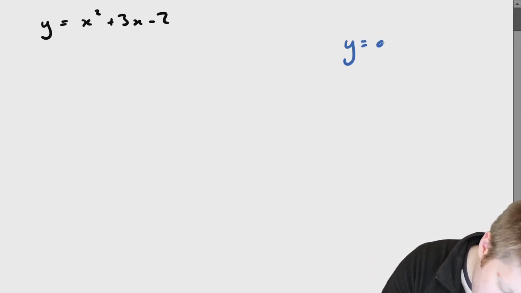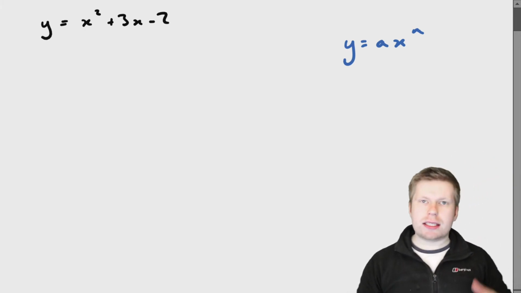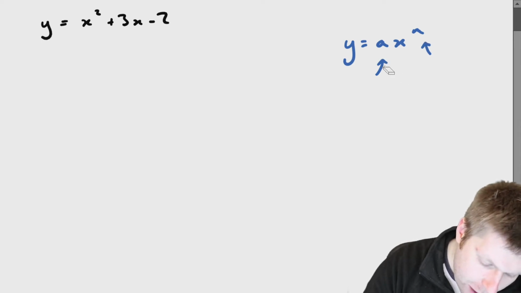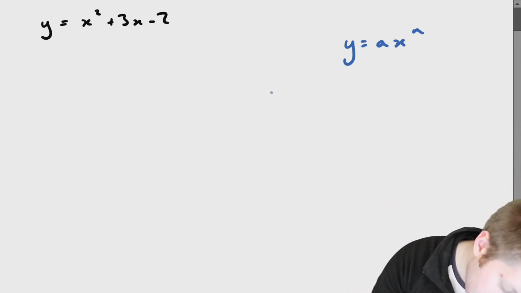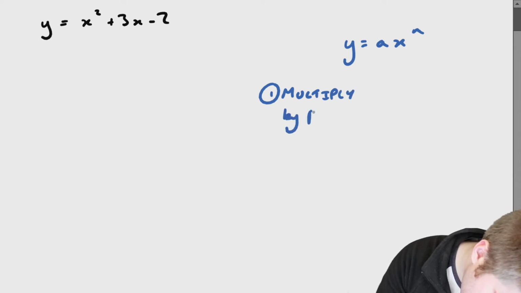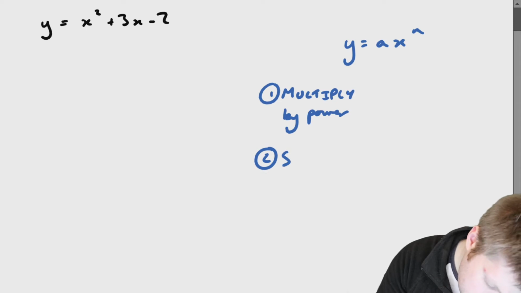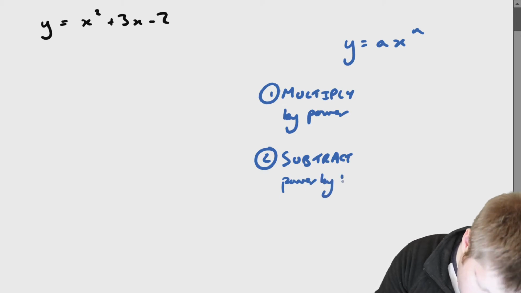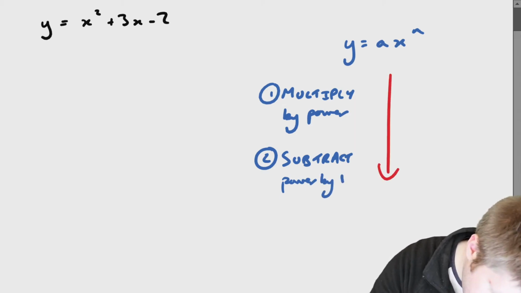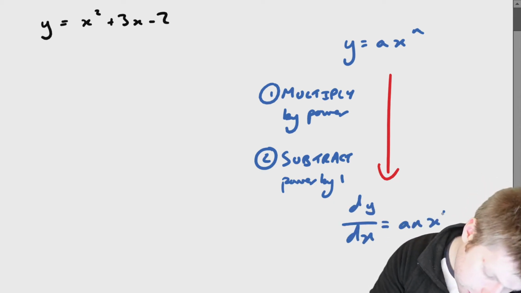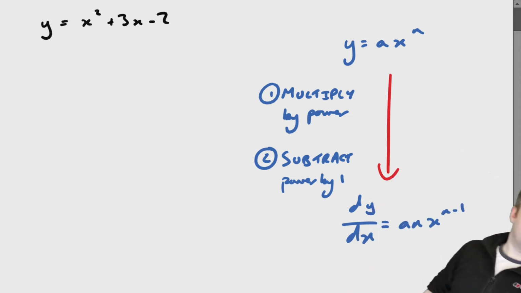First of all, if you get given a function of this type, it always needs to be written as some constant times x to some power, so a is a constant and n is a power. If we've got it written like this, it's a two-stage process. Number one, we multiply by the power. Then the second step is to subtract 1 from the power. So in other words, when we differentiate, we should end up with dy by dx, and of course there are different ways of writing this, as a times n times x to the power of n minus 1. So it's just a two-step process when we differentiate.